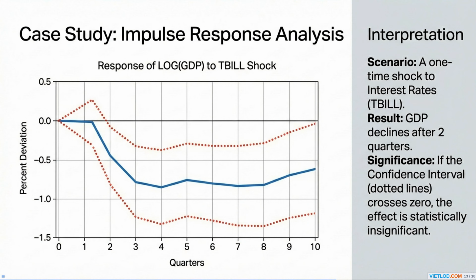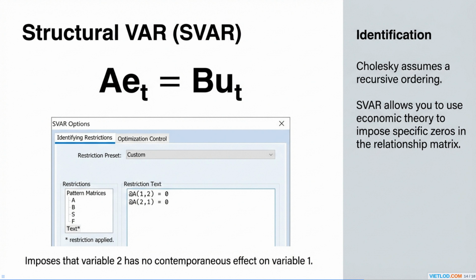For the result to be statistically significant, this interval should not cross the 0 line. In this case, the effect is significant from roughly quarter 2 to quarter 9. This analysis provides a dynamic story. An unexpected rise in interest rates has a delayed but significant negative impact on economic output.